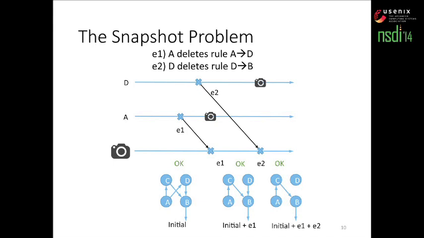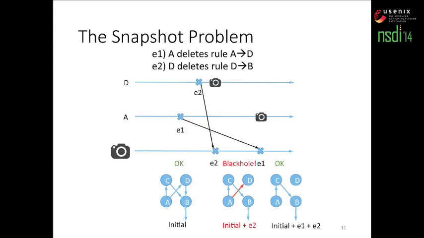There are no black holes, no forwarding loops, nothing. So this is good. However, alternatively, the checker may choose to download the forwarding table from D first, and then we download the forwarding table from A. Now, remember that this downloading sequence is completely arbitrary. You can download it in any order. So in this particular case, we will learn the event E2 first, and then we learn the event E1.